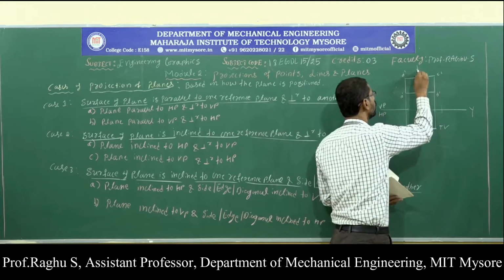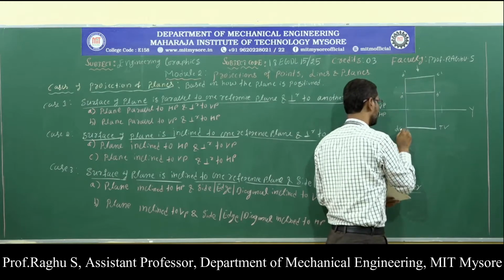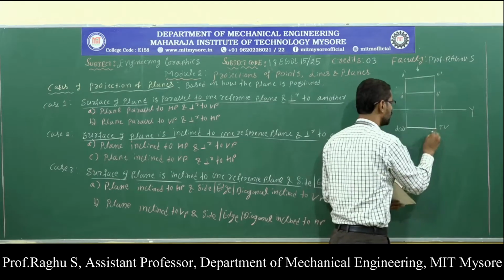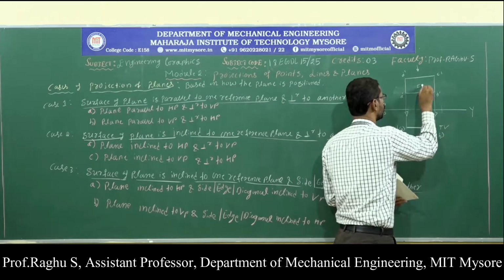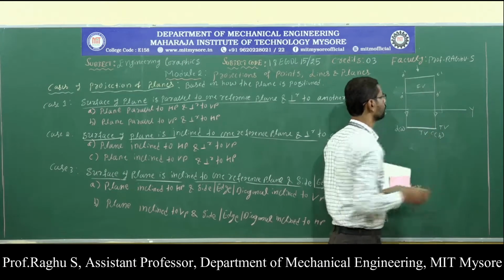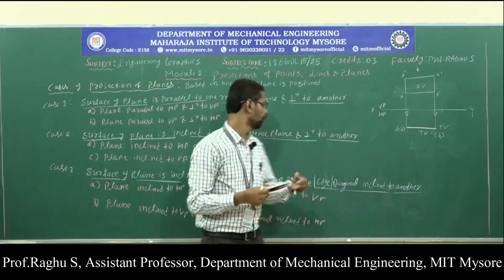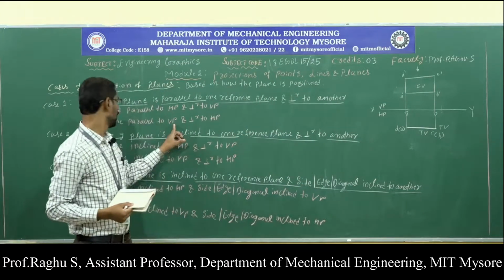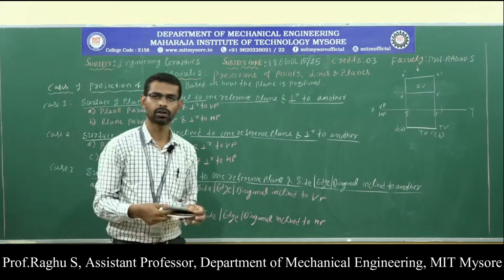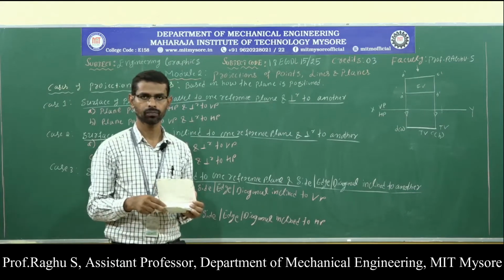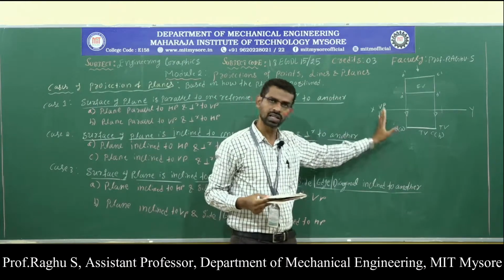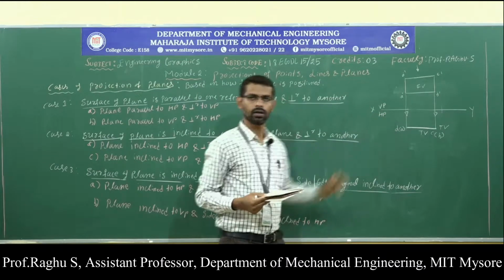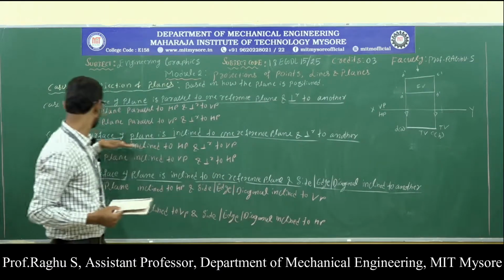In the top view, D is visible, A invisible, C visible, B invisible. So this is the front view and this is the top view. This is the solution for the second case, plane parallel to VP and perpendicular to HP. Here I have got this solution in a single stage. We will move on to the next one.